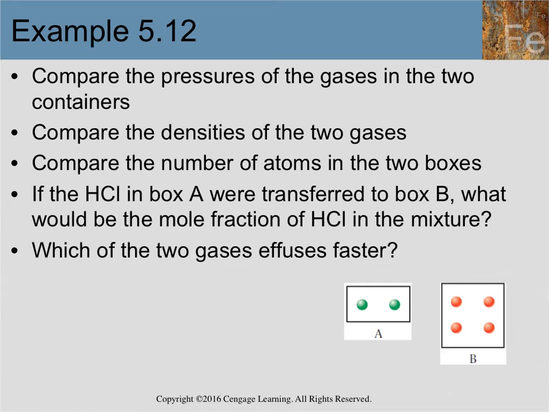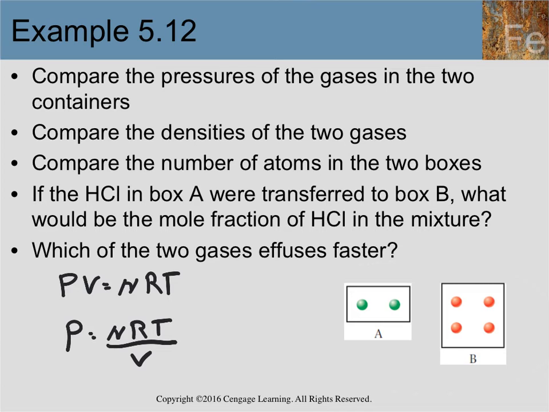Okay, so for the first question, it says compare the pressures of the gases in the two containers. So you can wait for a second and try to do that. Hopefully you said that the pressures were the same, and the way that you figure that out is that when you look at PV = nRT and you solve for pressure, temperature is the same, R is the same, and the ratio of n/V is the same because you have 2 moles of HCl in a volume that's half that of B, where you have 4 moles in twice the volume. So the pressures are the same.